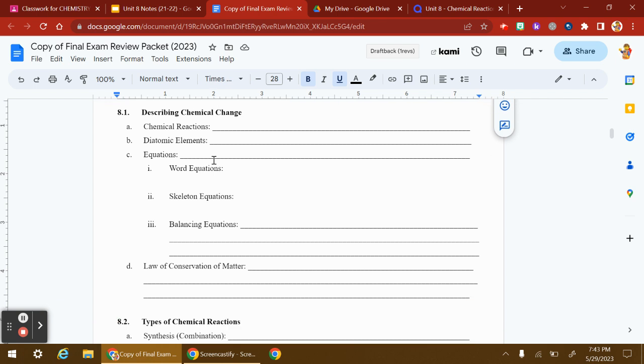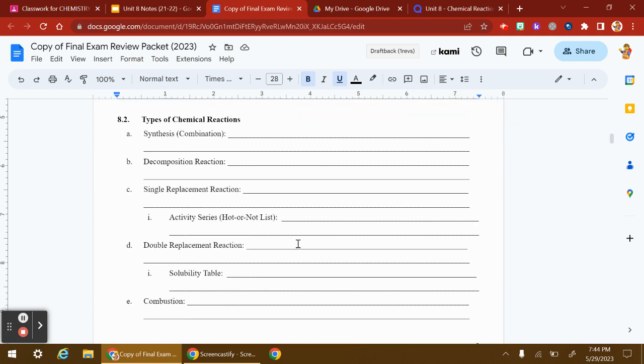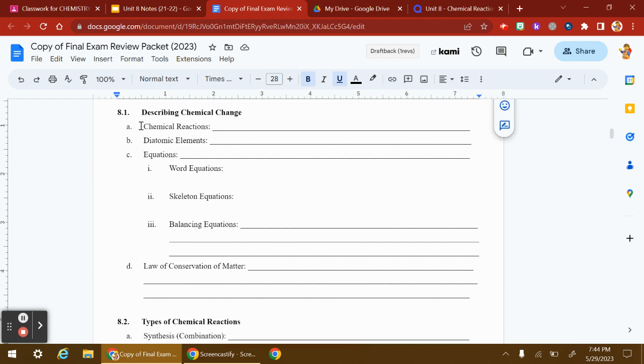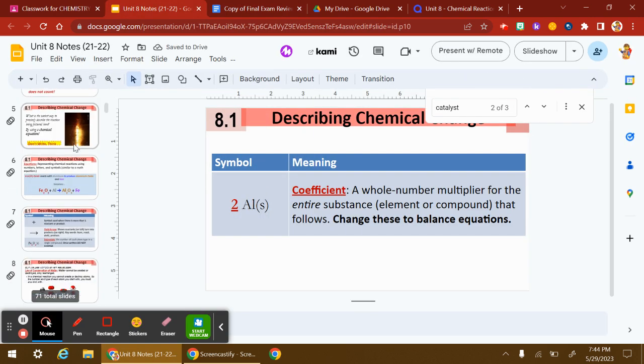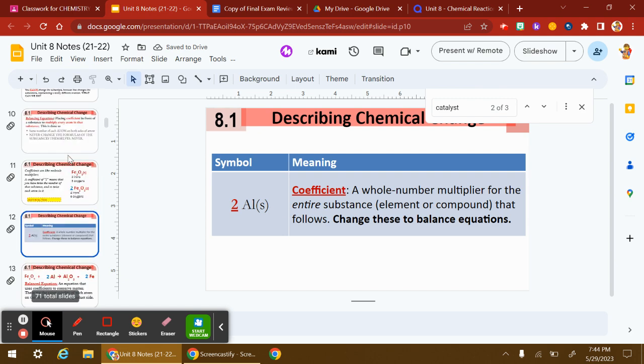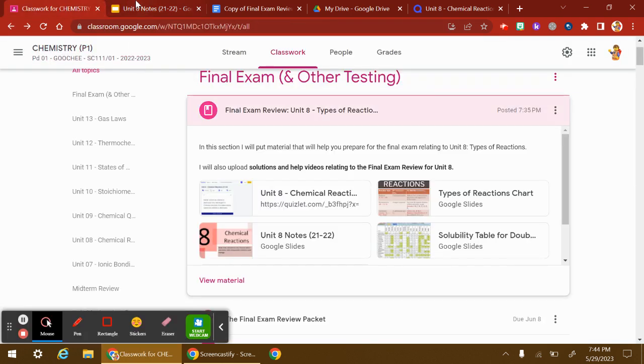Now, this chapter had two portions, one in which we were discussing how chemical change occurs and some of the major concepts about chemical reactions, and then the second section categorizing the different types of chemical reactions. So first things first, you're going to want to know the definition of a chemical reaction as well as the 7 diatomic elements. All right, so you're going to want to go check your notes and review the 8.1 content. All right, review that, identify the 7 diatomic elements.